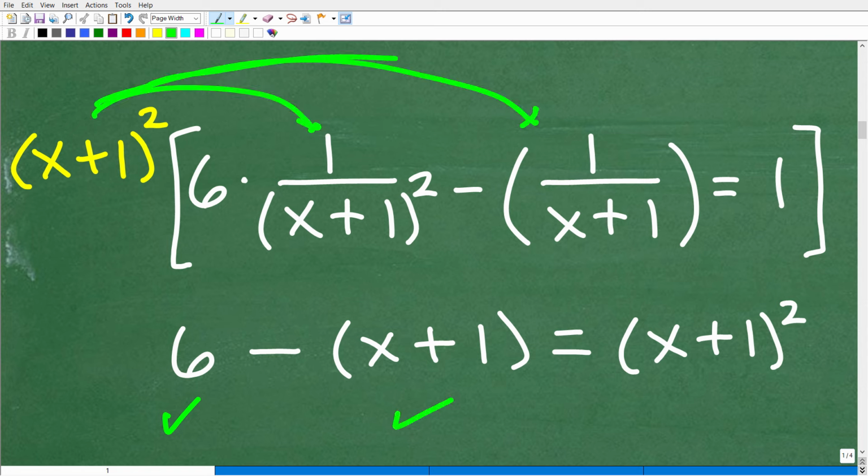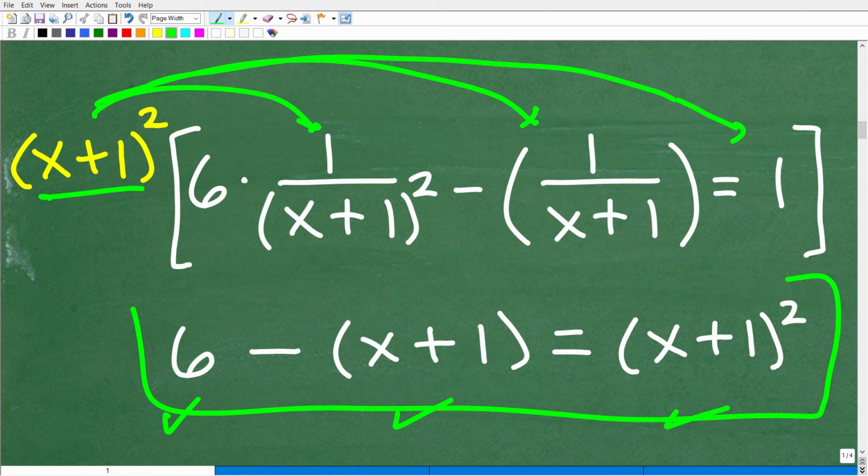And then x plus 1 squared times 1 is x plus 1 squared. Okay, so we just took the LCD and we multiplied it by the entire equation. And now I have myself a lovely equation with no fractions. That was the whole reason why we did this. But remember, by multiplying both sides of the equation by this expression, we could have extraneous solutions. So we have to check for those.